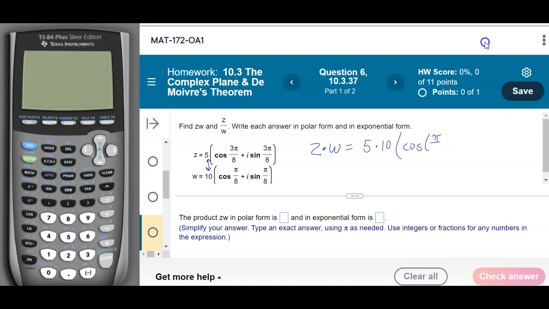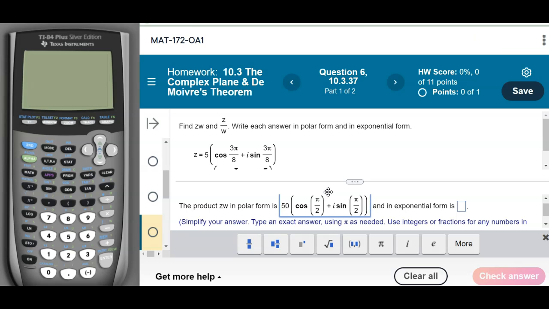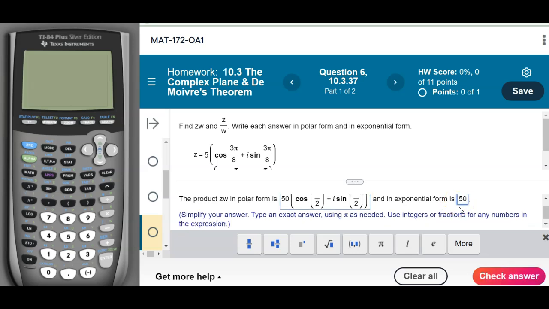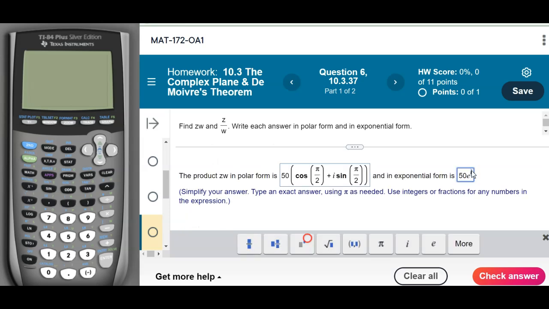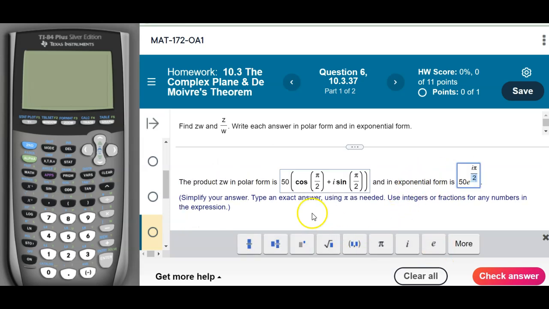So I would just write it as pi over 2 and then plus i times the sine. So that would be 50 cosine pi over 2 plus i sine pi over 2. All right, so there is the polar form. The exponential form is very similar, except instead of all the cosine and sine stuff, we just use e to the power of. So we'll do 50 and then e to the power of. We'll click this little button here, and then it's i times our argument. I times, and our argument here is pi over 2. So there's the polar form.